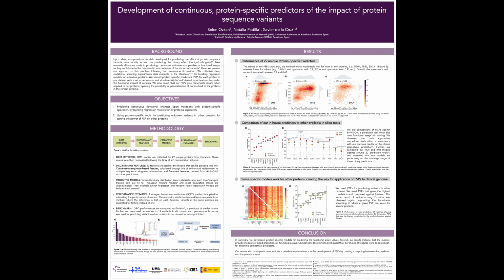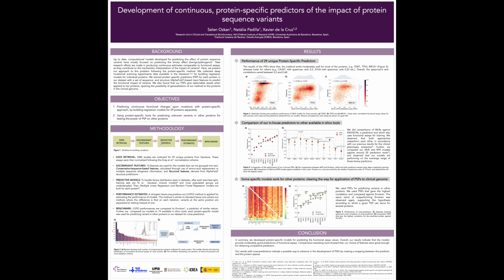Next, we used 10 features for describing our variant's nature, which can be grouped into two sections. Conservation and sequence-based features, calculated from multiple sequence alignment and amino acid replacement information, and structure-based features, calculated from structure predictions obtained from the AlphaFold tool.